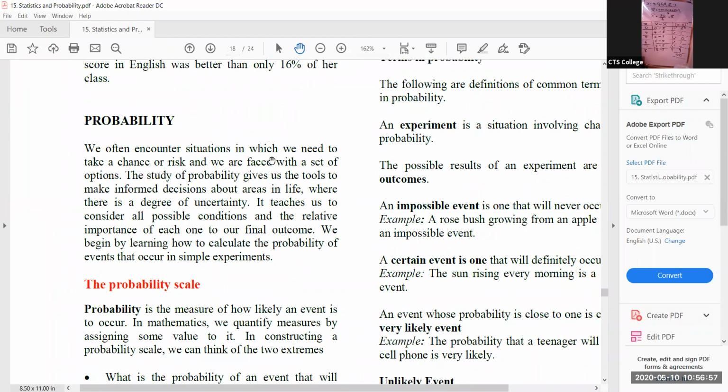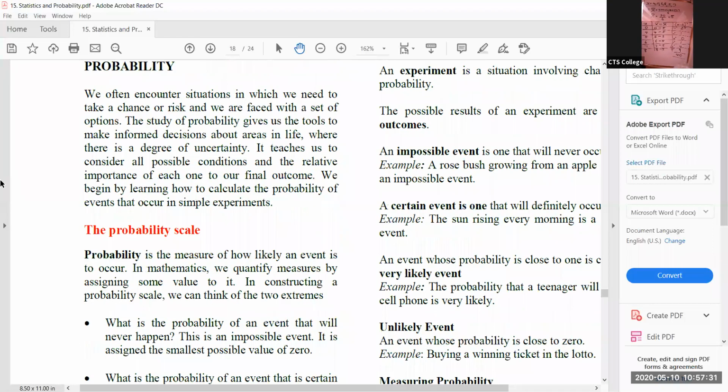We often encounter situations in which we need to take a chance or risk, and we are faced with a set of options. The study of probability gives us the tool to make informed decisions about areas in life where there is a degree of uncertainty. It teaches us to consider all possible conditions and the relative importance of each one to our final outcome. We begin by learning how to calculate the probability of events that occur in simple experiments.